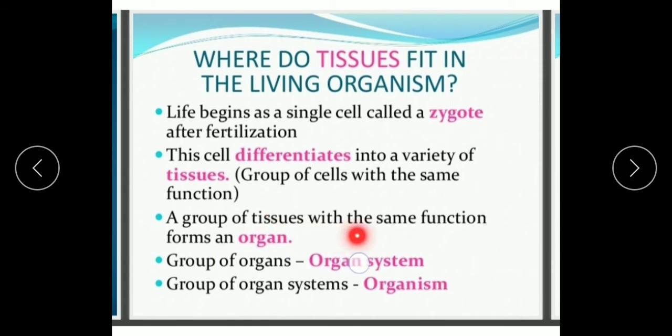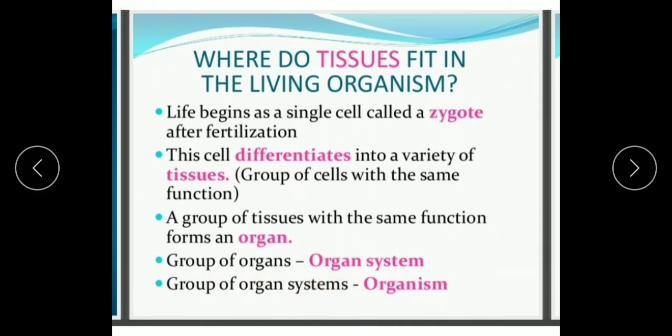A group of tissues with the same functions forms an organ. A group of cells forms a tissue. A group of tissues forms an organ. A group of organs forms an organ system. A group of organ systems forms an organism.